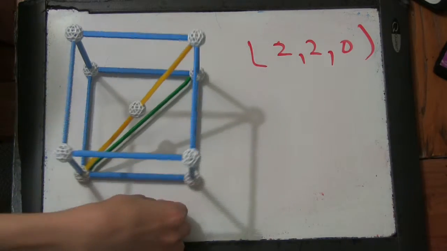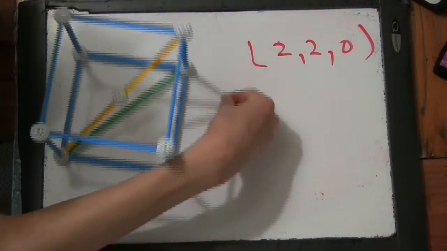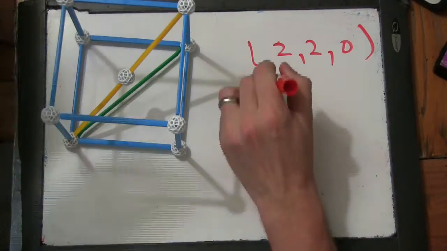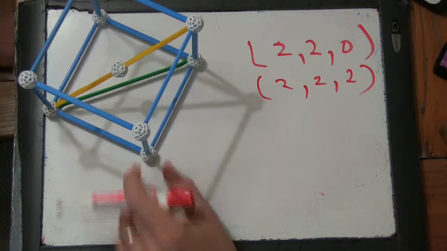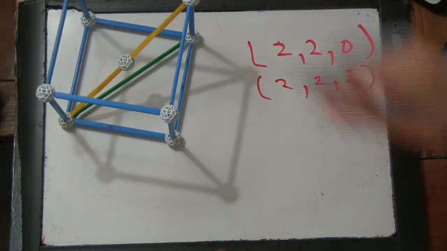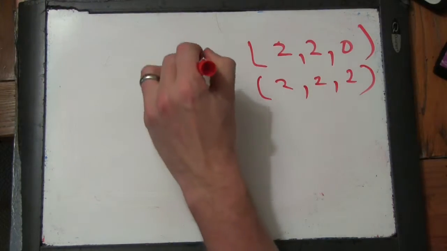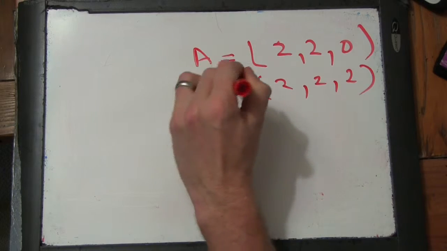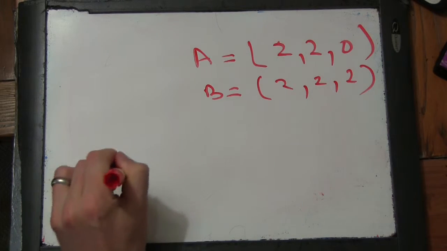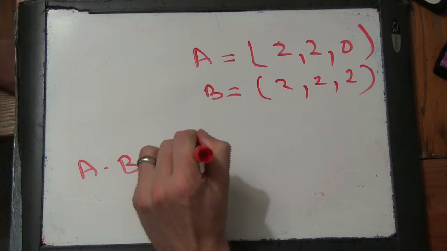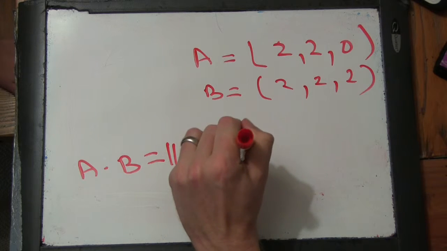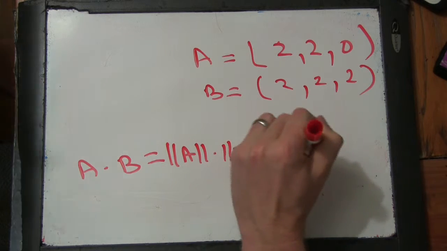What would you say this vector is then? Well, you're going over 2 this direction, 2 in this direction, and up 2. So 2, 2, 2. And we can use something called the dot product to help us find the angle. If I call this vector A and this vector B, the dot product is the product of the magnitudes, or the lengths of the vectors, times the cosine of the angle between them.